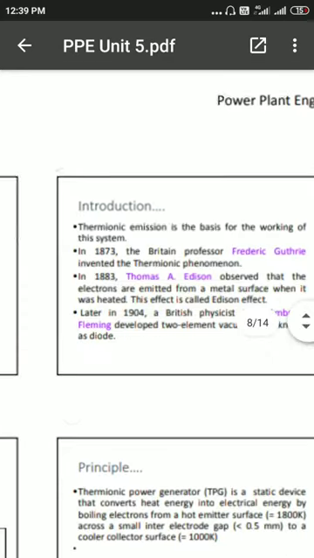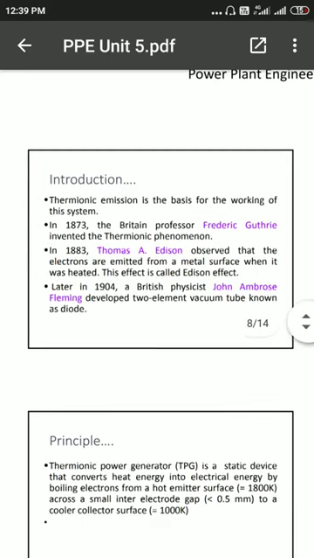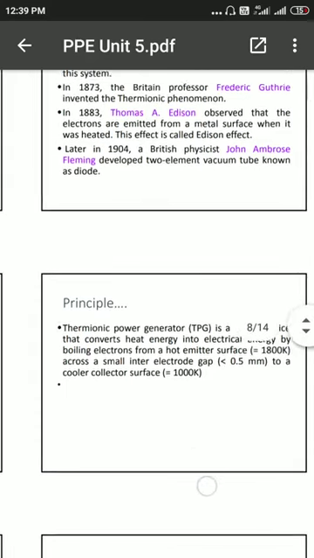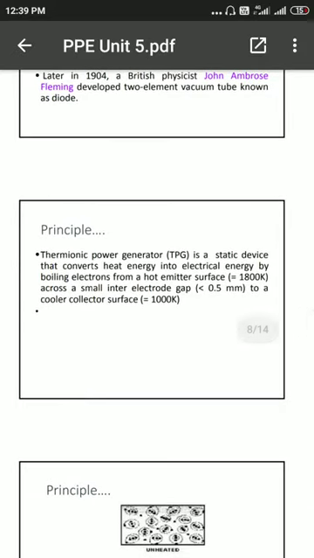Observe that the electrons are emitted from a metal surface when it is heated. Means if we heat a particular metal surface, electrons are emitted. This is the Edison effect, and this effect is utilized in thermionic emission. So that is the basic principle of thermionic power generation, TPG in short.